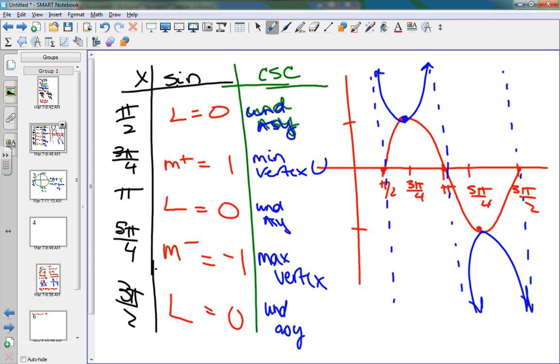And the blue is actually what your graph is for cosecant. It's not difficult. All we're simply doing is changing all of our levels to asymptotes, and then our max and min turn into vertexes. Right? Our max and min turn into vertexes.